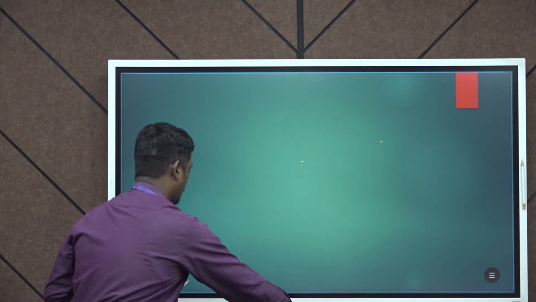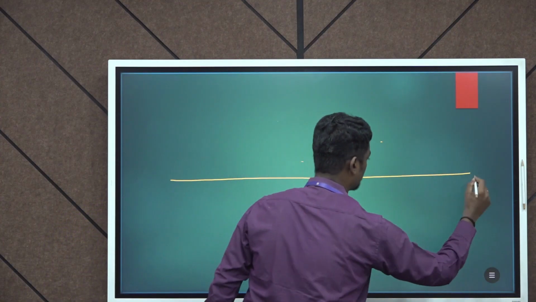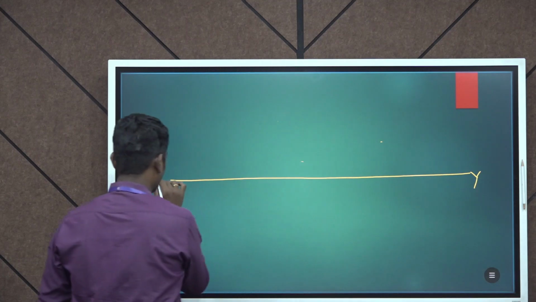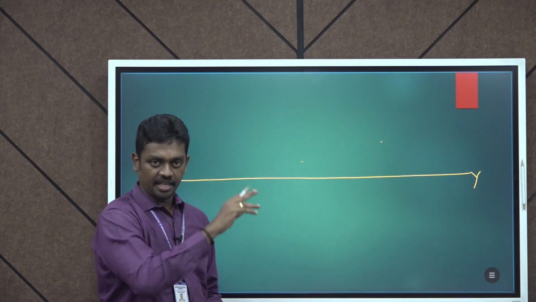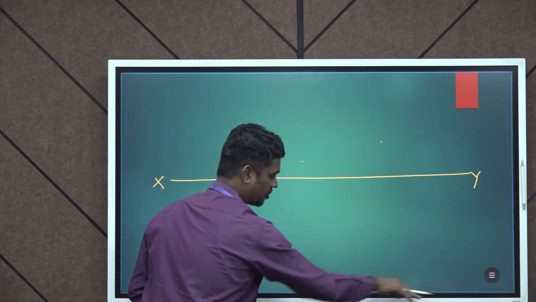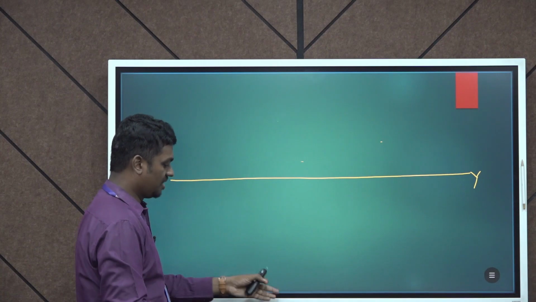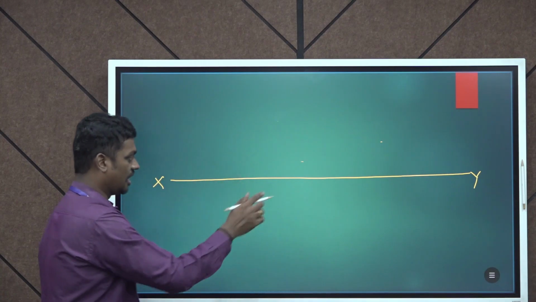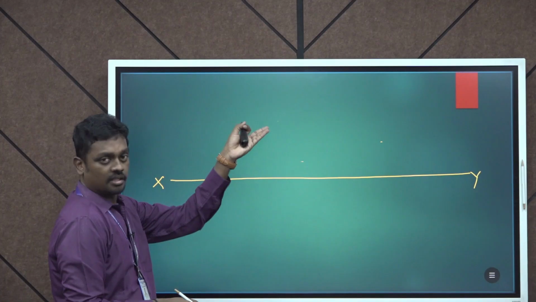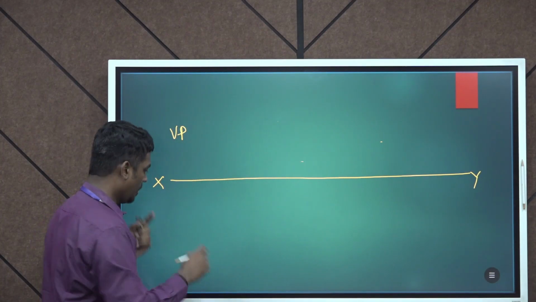So here I am going to draw a horizontal line. This horizontal line, which is the XY line, is a line which separates both the vertical plane and the horizontal plane. The horizontal plane and vertical plane meet at the XY line. Above the XY line there will be your vertical plane, and below the XY line there will be your horizontal plane.